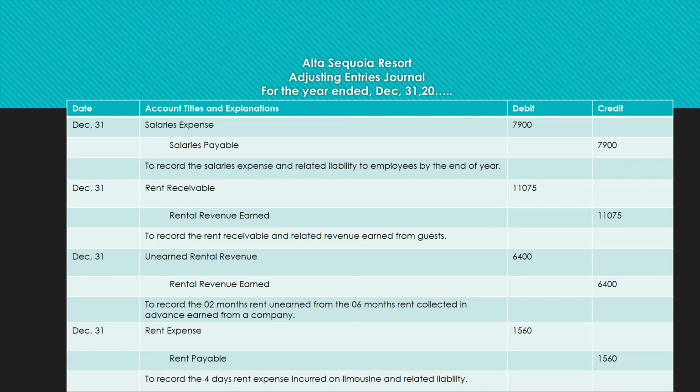Now reading transaction D. A limousine to carry guests to and from the airport had been rented beginning December 19 from Transport Rental at a daily rate of 120. No rental payment has yet been made. The limousine has been rented for 13 days in December, to December 30.